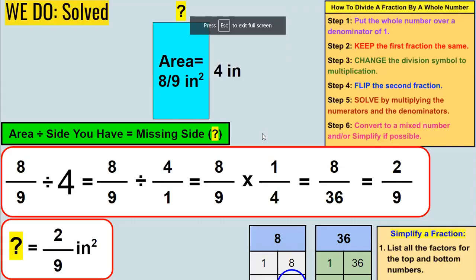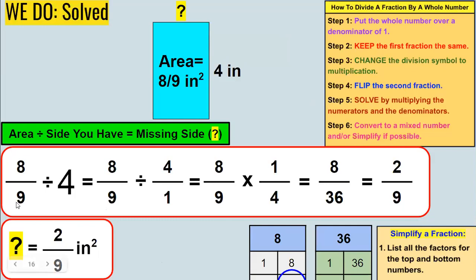Yeah, so, okay, so we can simplify it by dividing by 4, right? 8 divided by 4 is 2, 36 divided by 4 is 9. Is that what you guys meant? Yes. Okay. So our answer would be 9 inches. Okay, did everybody get that?